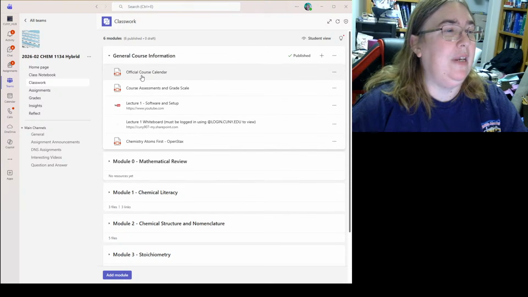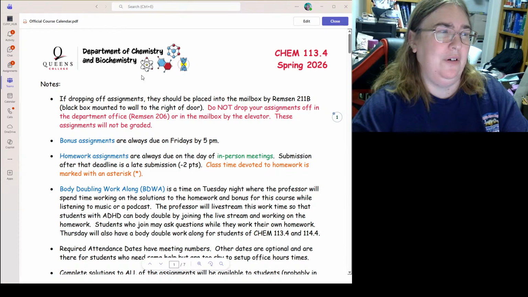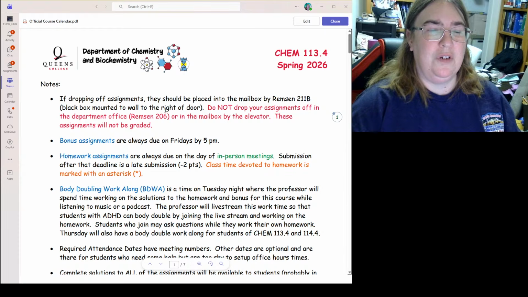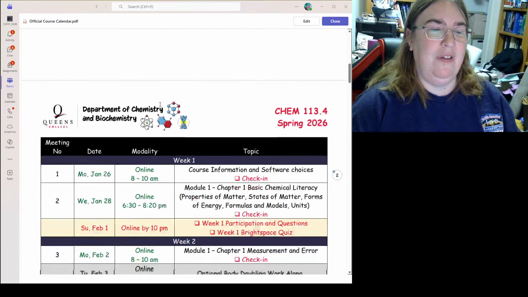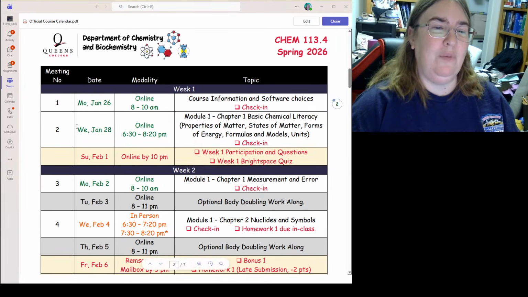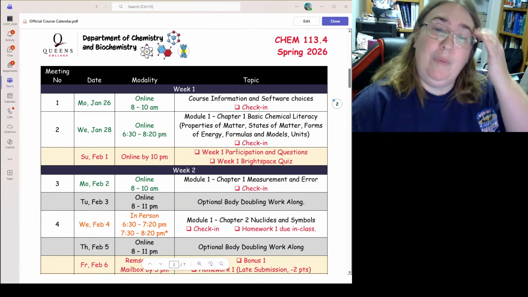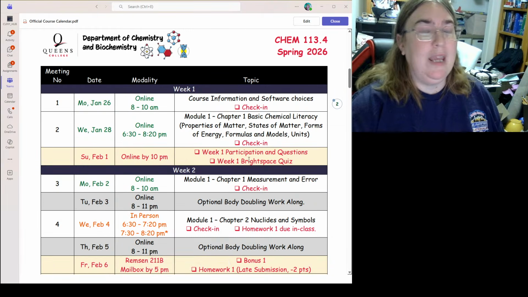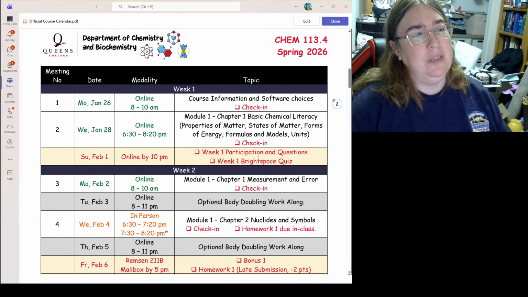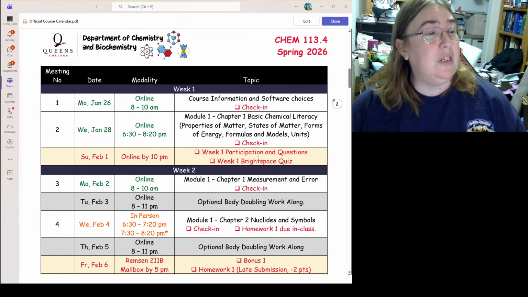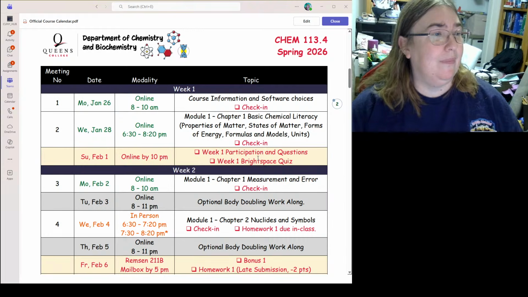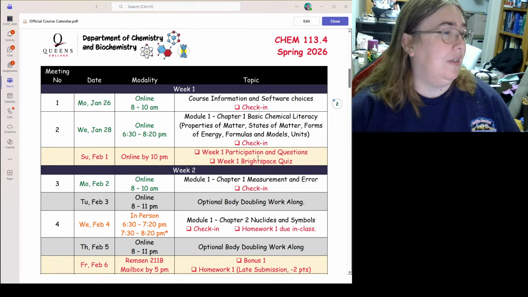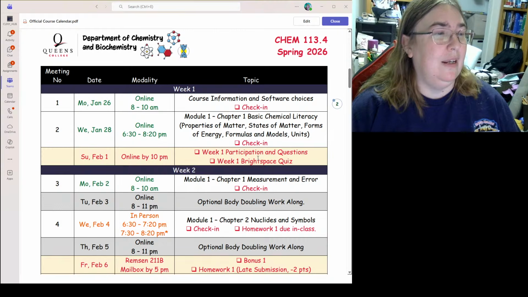And you will see that we now have an official course calendar. First page of the official course calendar just kind of explains stuff, and then it starts. So you can see week 2, we have an online meeting. You're supposed to check in. Sunday, there will be week 1 participation in questions. That's me. And there will be a Brightspace quiz. What will that quiz be on? Well, it'll be on the material we cover today and on the syllabus. So on this calendar, on the types of assignments you might get, and so on and so forth.